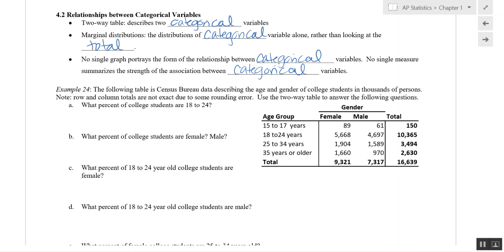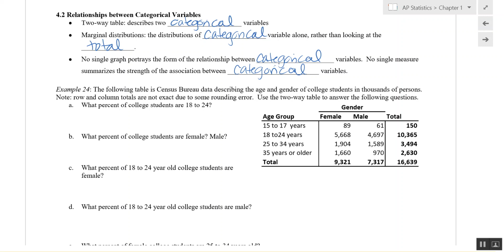All right, example 24. The following table is Census Bureau data describing the age and gender of college students in thousands of persons. Note, row and column totals are not exact due to some rounding error. Use the two-way table to answer the following questions. What percent of college students are 18 to 24?